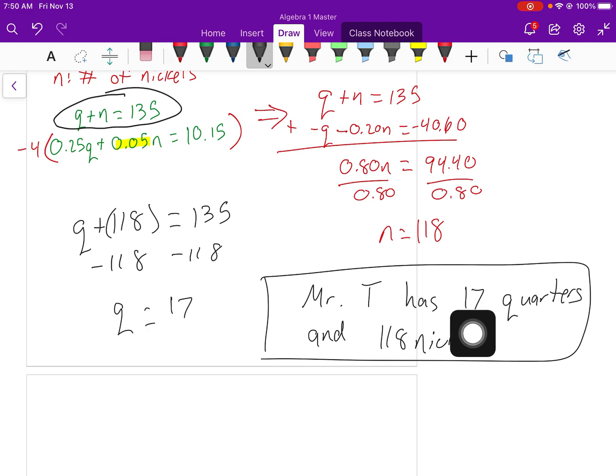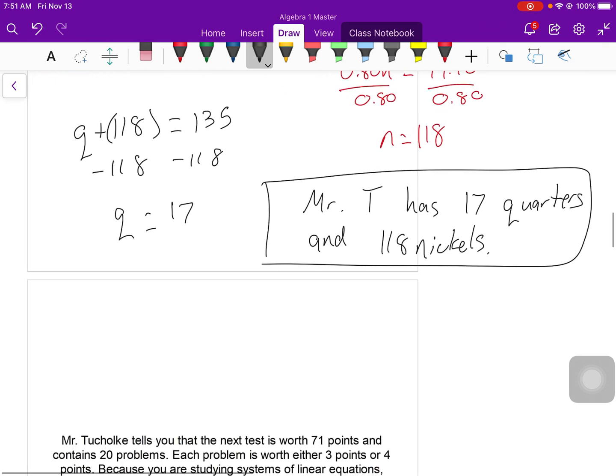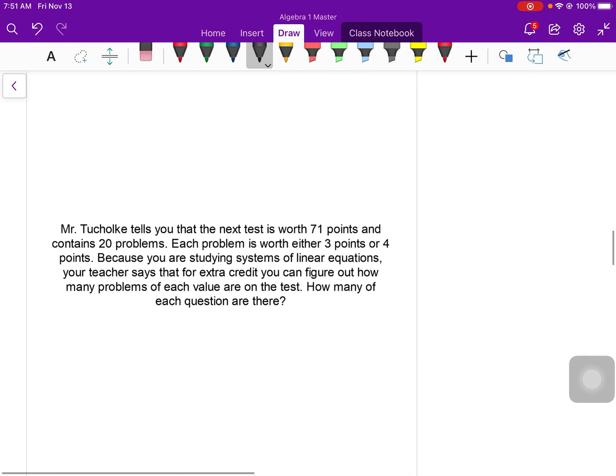I don't want to accidentally say I have 17 nickels and then 118 quarters, because that's wrong. It's completely wrong, and you're going to lose points because of it. Even though you just had the label switch and did all your math right, you're going to lose points. So make sure you have your label with the appropriate number.